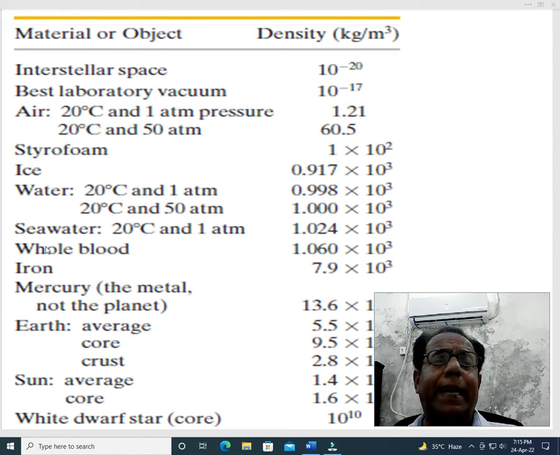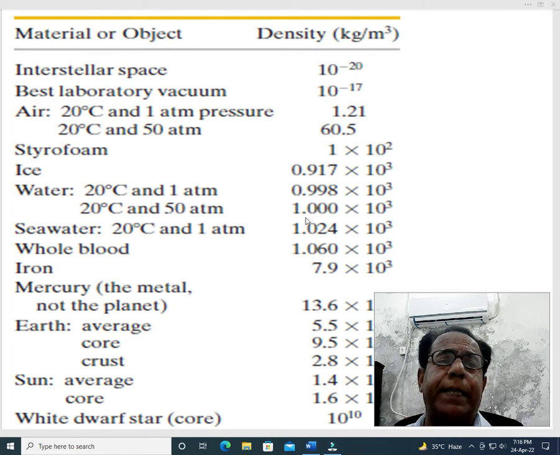Then it is given that sea water at 20 degree centigrade and 1 atmosphere is equal to 1.025 into 10 raised to the power 3. All these three densities relate to density of water, and dear students, this density, that is density of water at 20 degree centigrade and 1 atmosphere, 0.998 into 10 raised to the power 3 kilogram per meter cube, is our required density.